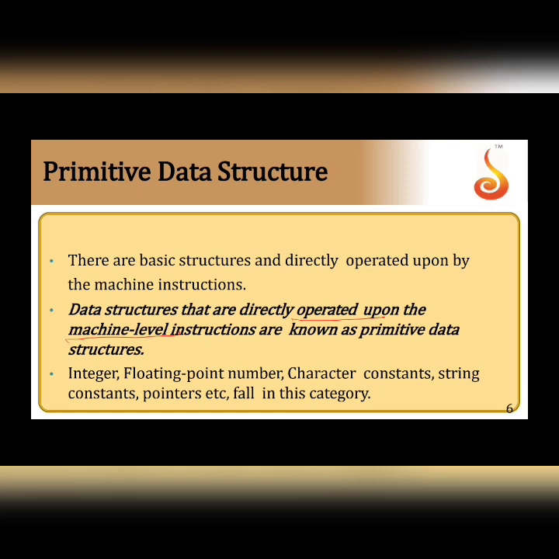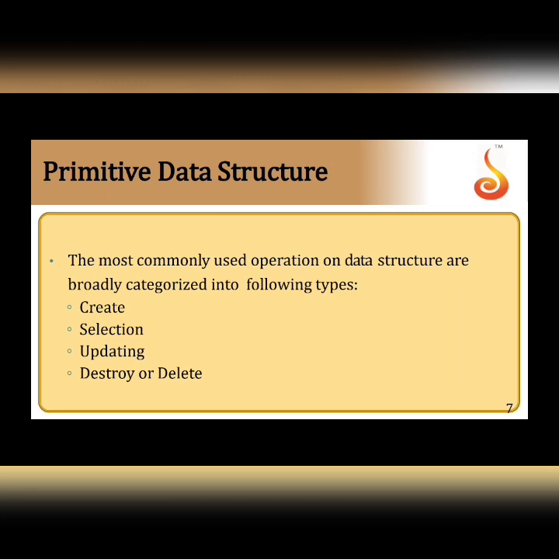So data structures that are directly operated upon by machine level instructions are known as primitive data structures. And these are the basic data structures that can be directly operated upon by machine instructions. Example, int, char, float, string, pointers fall into this category. Please have a look.